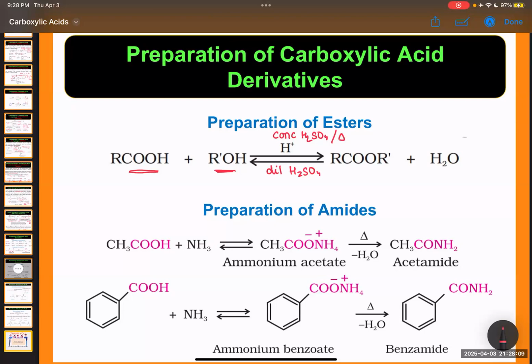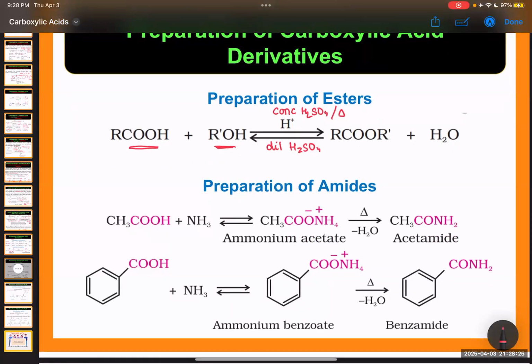Esterification is carried out by heating with concentrated H2SO4 where you remove water. Hydrolysis is carried out by taking dilute H2SO4 where you break the ester into carboxylic acid and alcohol. Got it? So in acidic medium, both can happen depending upon whether you use dilute or concentrated.